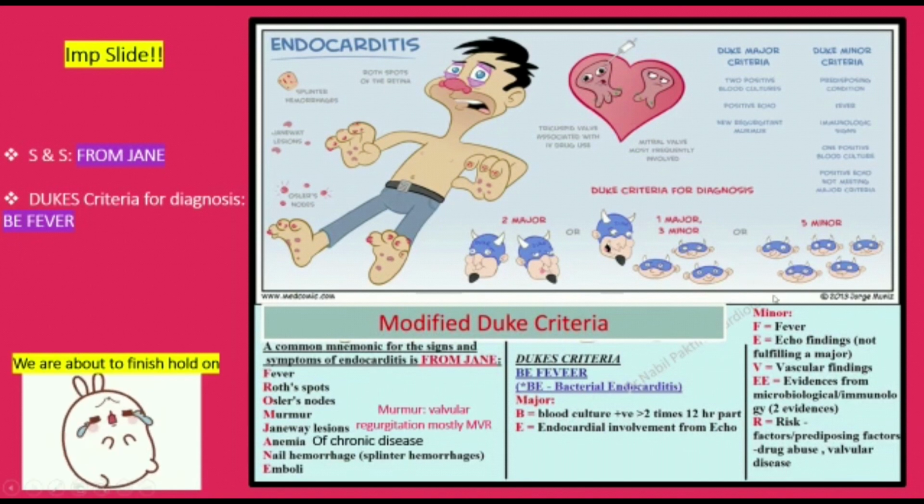And then the minor criteria are abbreviated by FEVER: F for fever, E for echo finding that does not fulfill the major criteria, V for vascular findings, E for evidence of microbial or immunological problems, and R for risk factors like drug abuse, valvular disease, and so on.